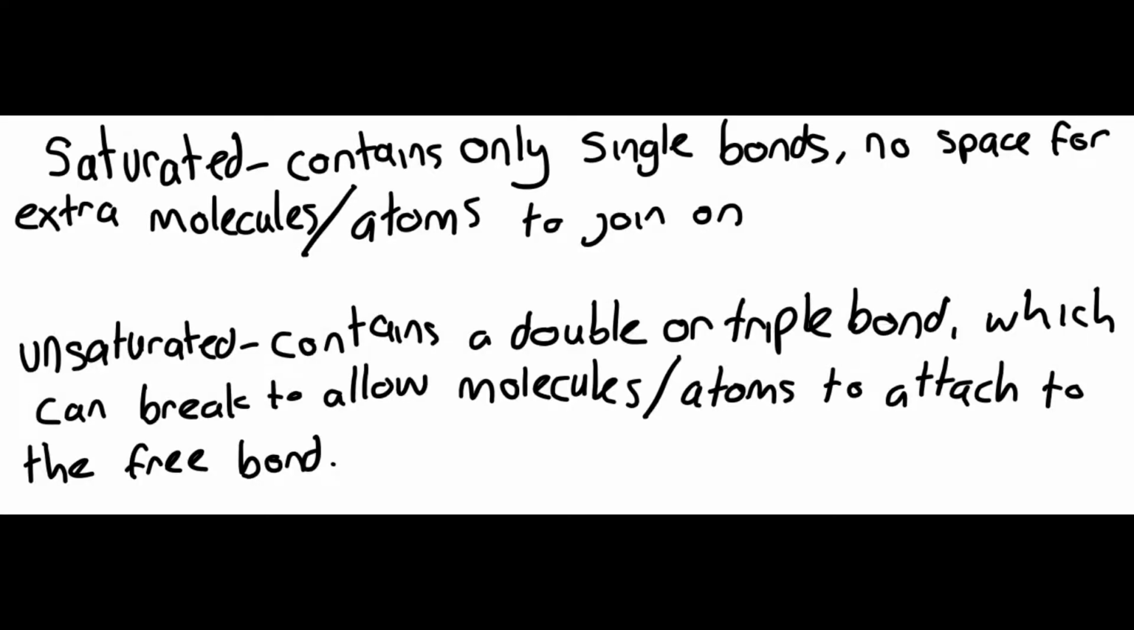Aliphatic hydrocarbons can either be saturated or unsaturated. Saturated meaning it only contains single bonds, and unsaturated meaning it contains at least one double bond or triple bond.